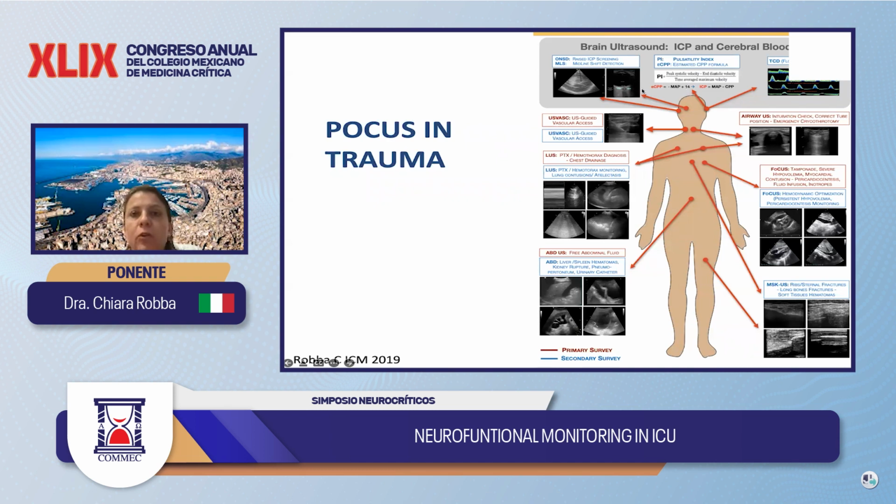We can, because, for example, in a patient with trauma, the amount of information that we can get from neuromonitoring is very important and very quick. We can have information about the presence of midline shift. We can have information about the cerebral blood flow. We can have information regarding the intracranial pressure.